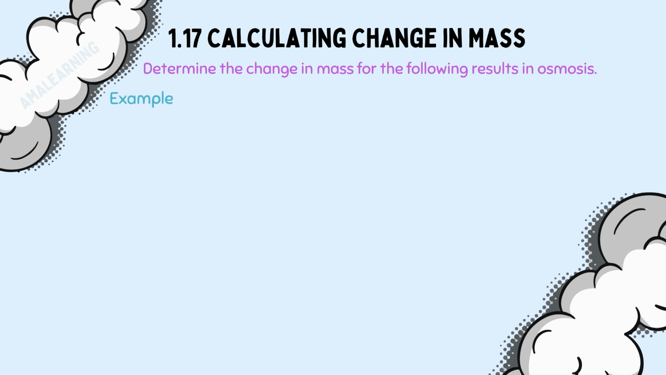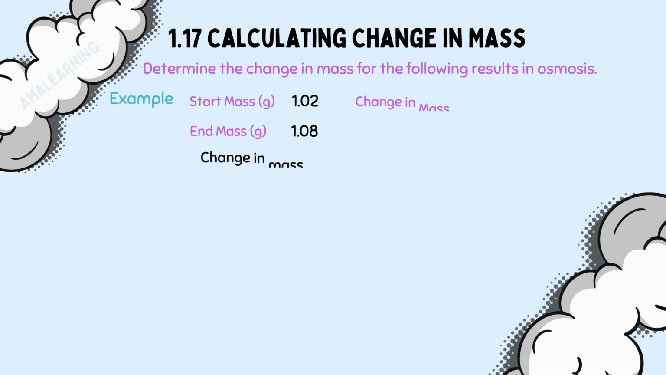Let's go through an example. A potato has a starting mass of 1.02 grams and an end mass of 1.08 grams. This means the change in mass equals 1.08 minus 1.02, which equals 0.06 grams.